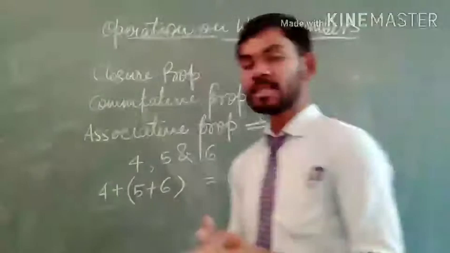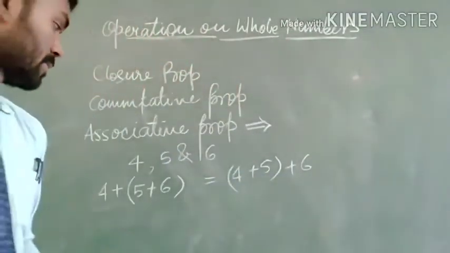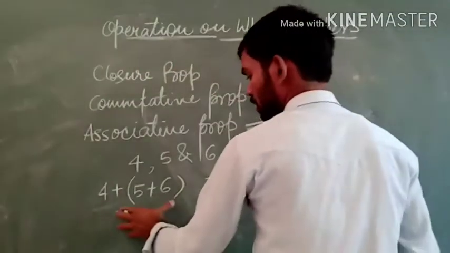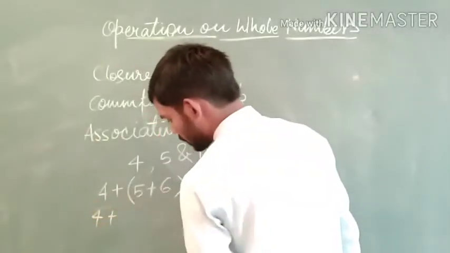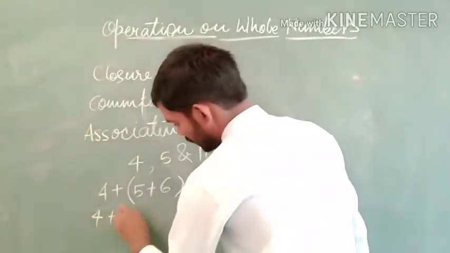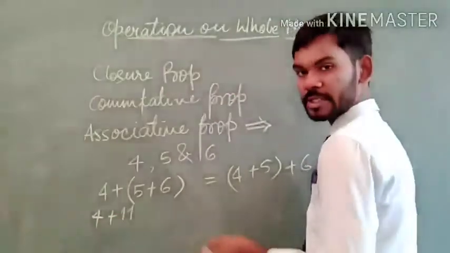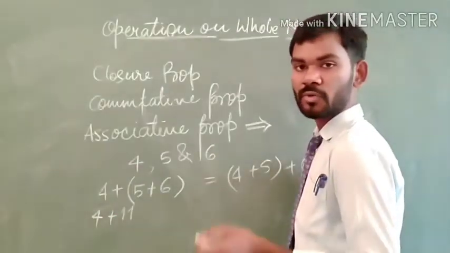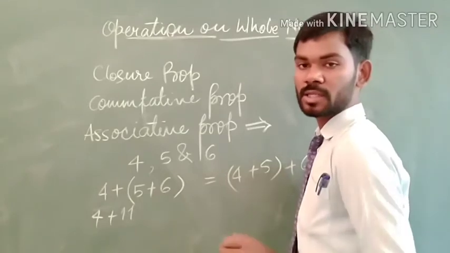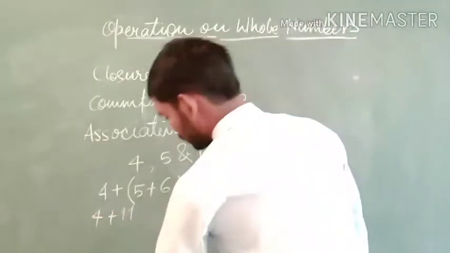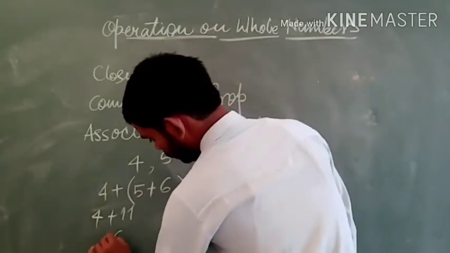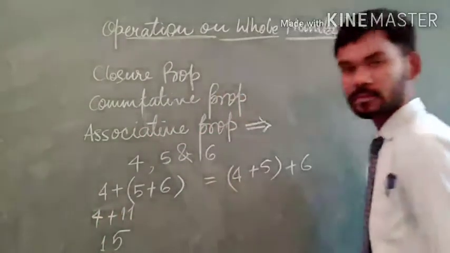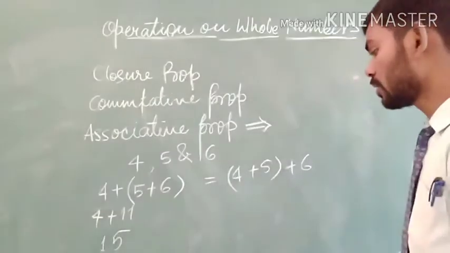So let's see how we solve this. First of all, we shall see the left hand side. We get 5 plus 6 is 11, because we know that in simplification we solve the numbers which are in the bracket first. So next we get 4 plus 11 is equal to 15.